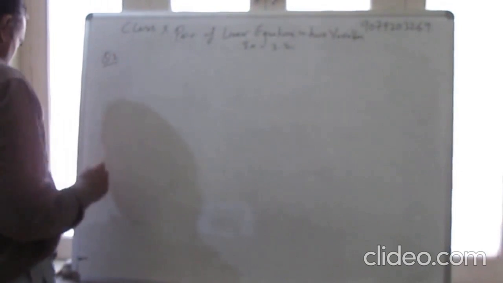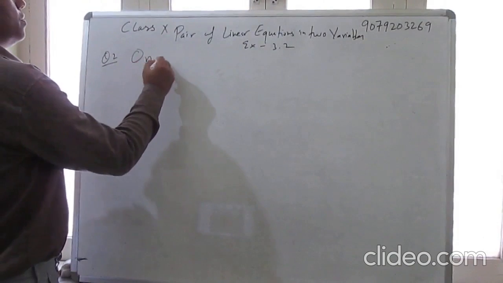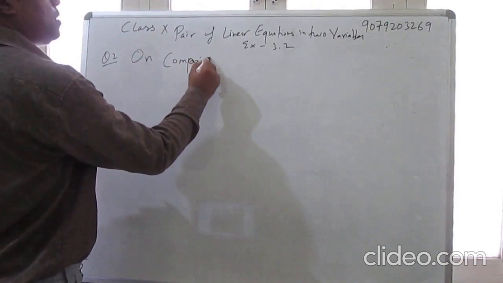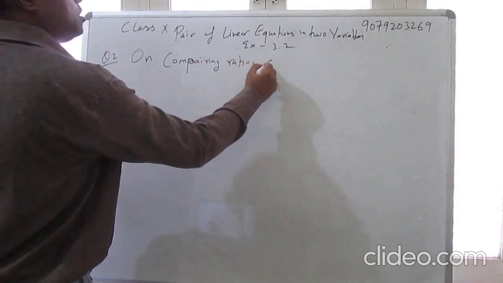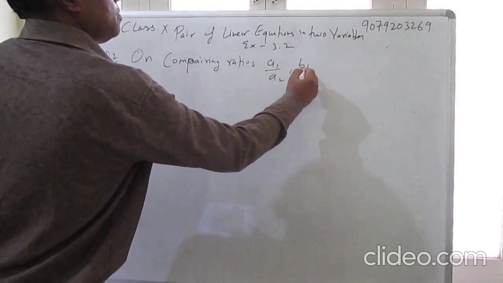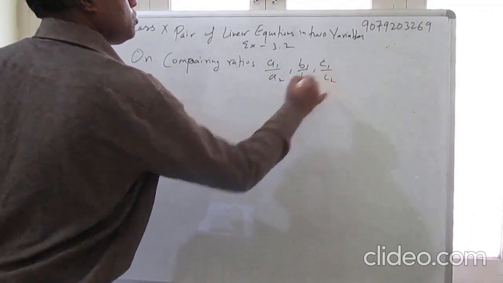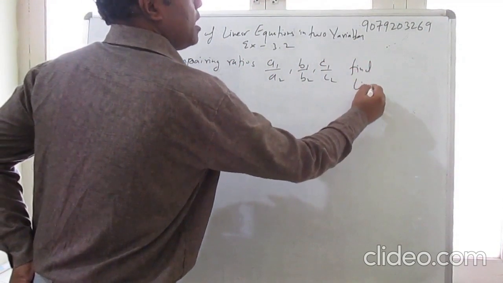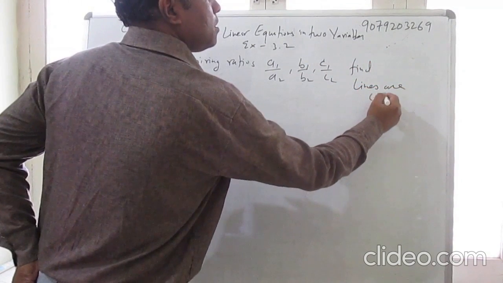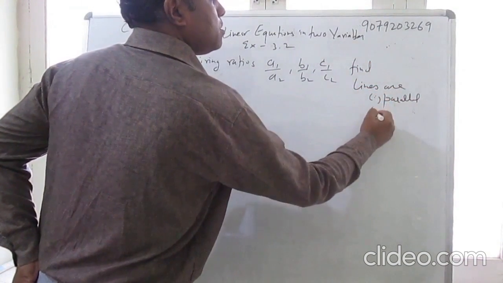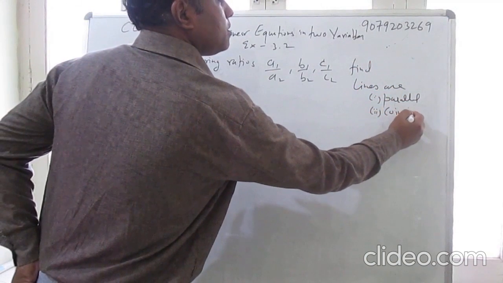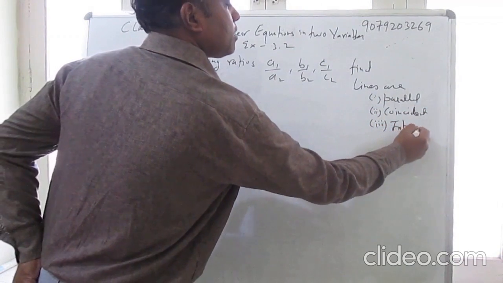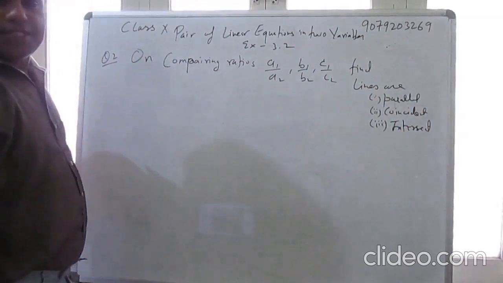Question 2. On comparing the ratios A1 upon A2, B1 upon B2, C1 upon C2, find whether the lines are parallel, coincident, or intersecting. We have to state one of the 3 conditions.